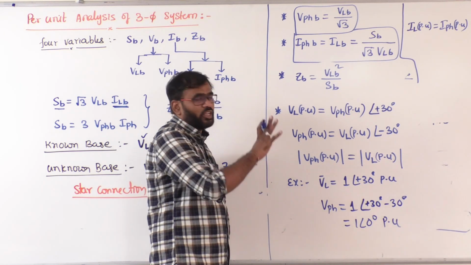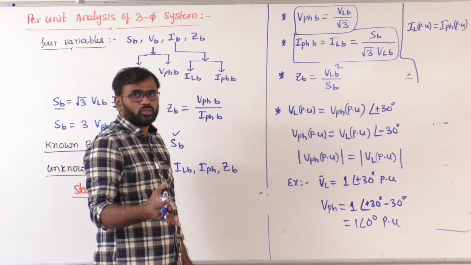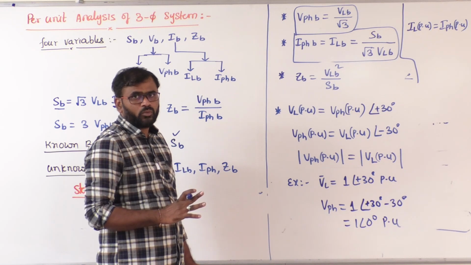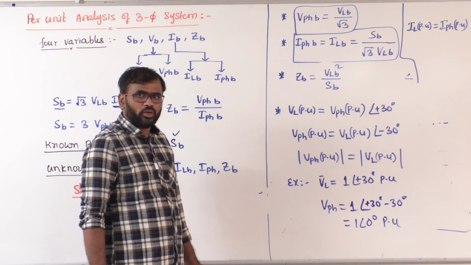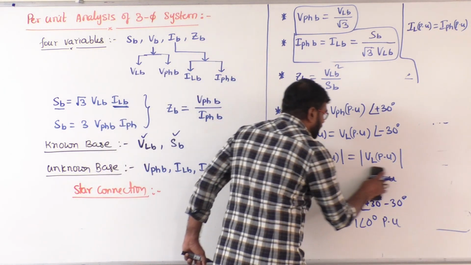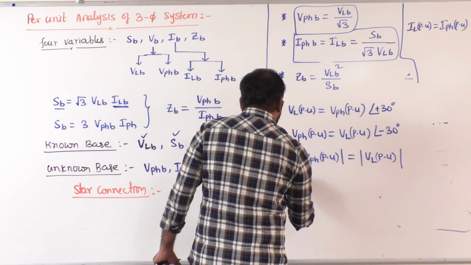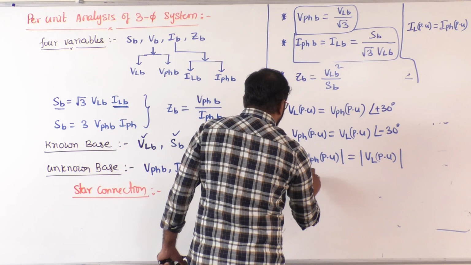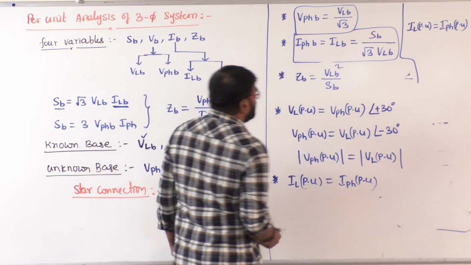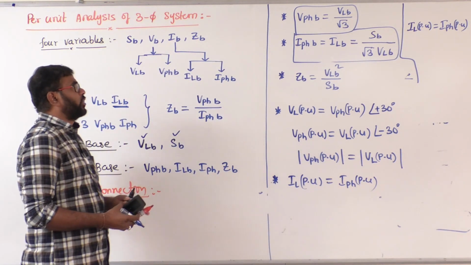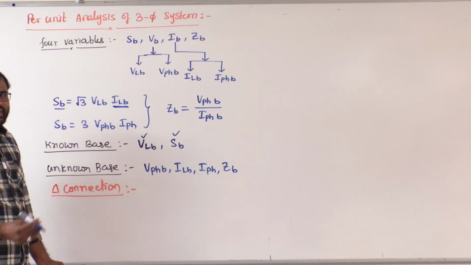So line voltage in per unit and phase voltage in per unit, the magnitudes are always the same. There exists a phase angle just like in actual voltages. Clear? Now, the last conclusion for star connection: the line current in per unit equals the phase current in per unit. Sir, these things are very important for star connection. Now we will see delta connection.